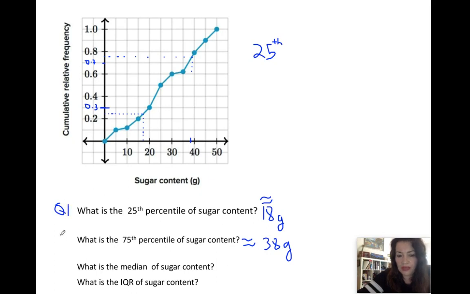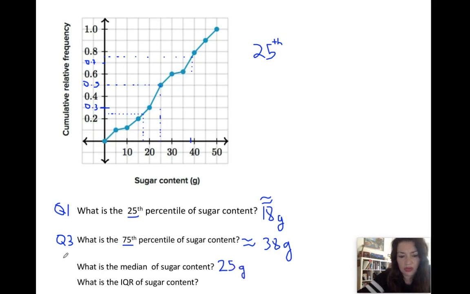One other thing, guys: the 25th percentile happens to be your Q1, and your 75th percentile is also your Q3. So you don't have to have a box plot or a picture of a box plot to say what Q1 and Q3 are, because Q1 will always be at the 25th percentile and Q3 will always be at the 75th percentile. Now, if you recall, the median is always at the 50th percentile. So the 50th percentile is right here. I can extend the line to 50%, and this one is easier to tell. It's right in the middle. It's 25 grams. So the median of sugar content is 25 grams.